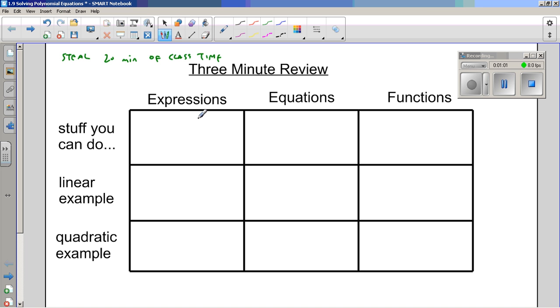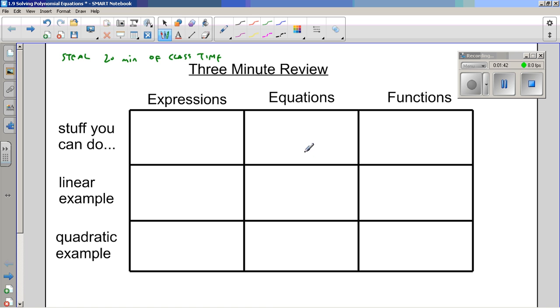The idea here is there are different math things: an expression, an equation, and a function, and there are different things that you can do. For instance, if you're expanding something, solving something, or graphing something, which of these things are you working with? And then a linear example and a quadratic example. Remember, a quadratic example has a squared on it and a linear doesn't. So pause the video, try to fill this in, maybe in pencil, and then I'll take it up momentarily. Give it a go.